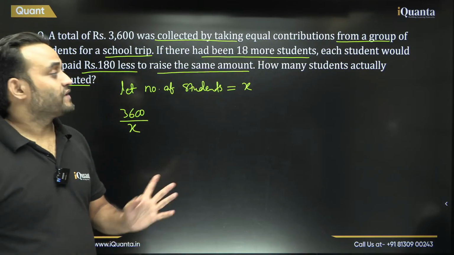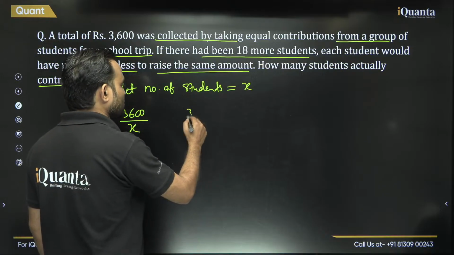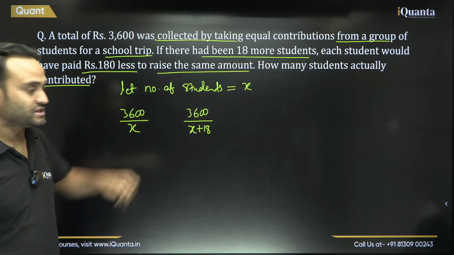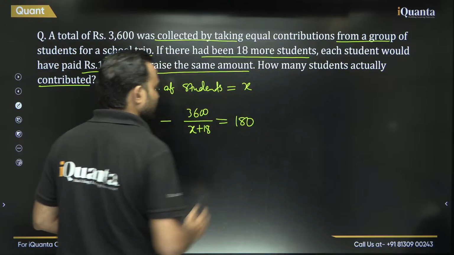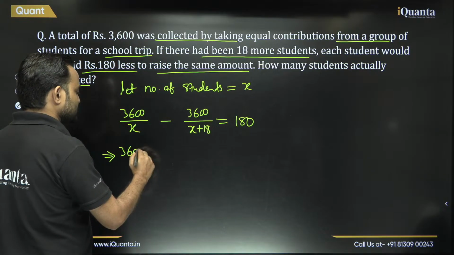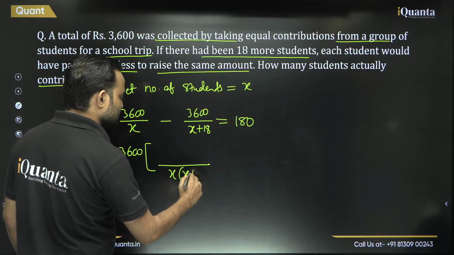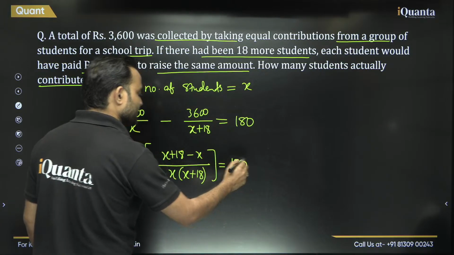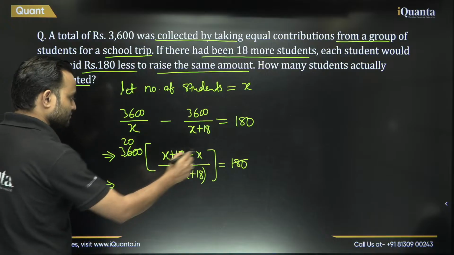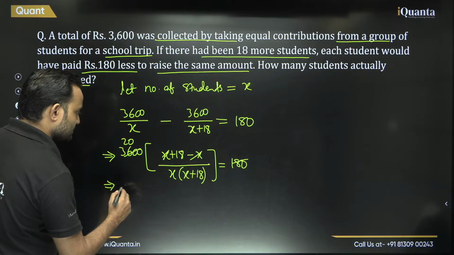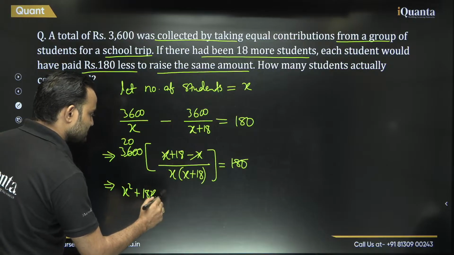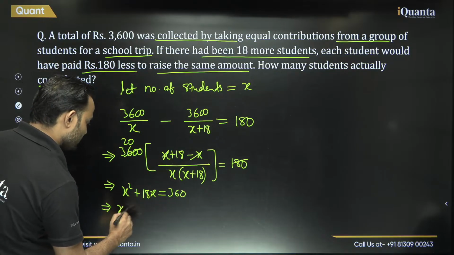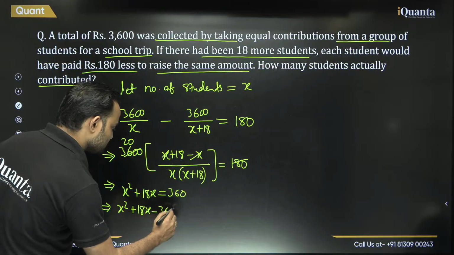Now it says if 18 more students, then what would be their contribution? 3600 divided by x plus 18, and this contribution is 180 less than this. So difference of this is equal to 180. So from there we can take 3600 common, x into x plus 18, x plus 18 minus x is equal to 180. So this is 20 times here, x cancelled out. What we can say, that x square plus 18x is equal to 360, or we can say x square plus 18x minus 360 is equal to 0.